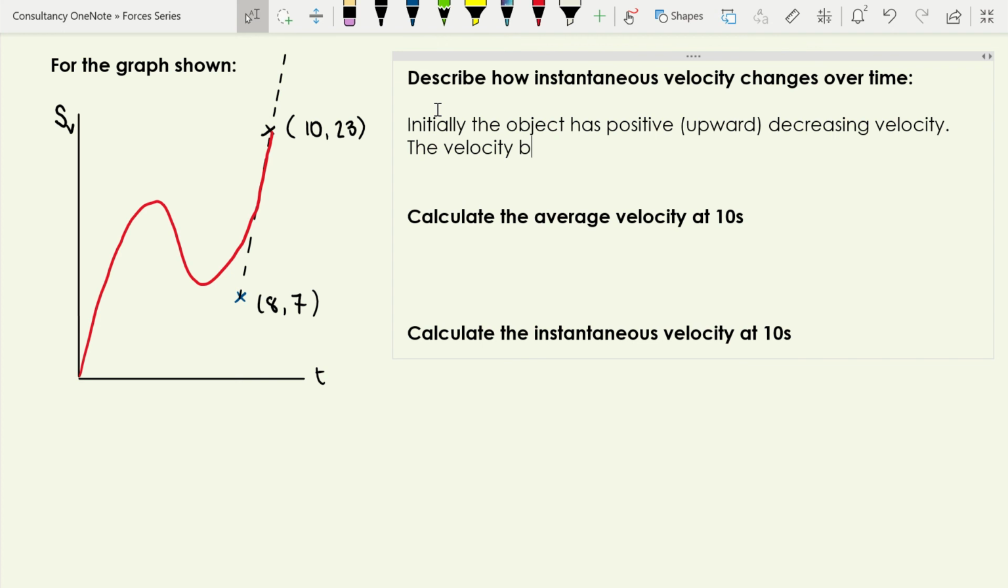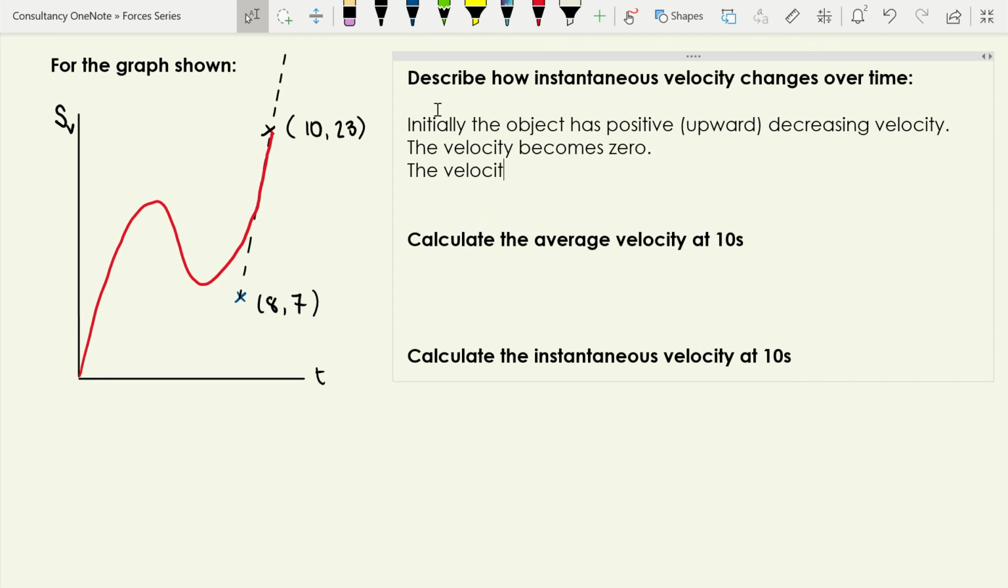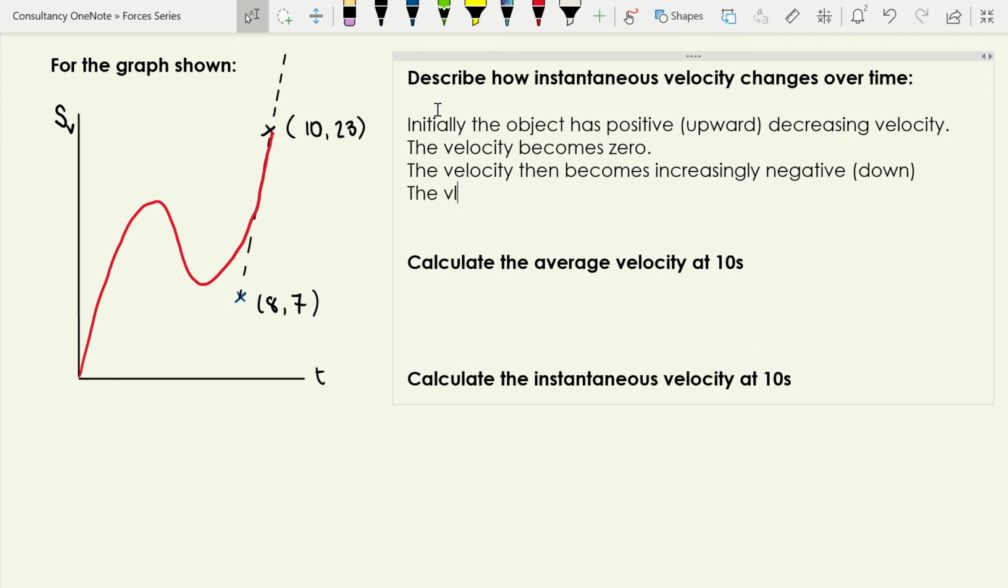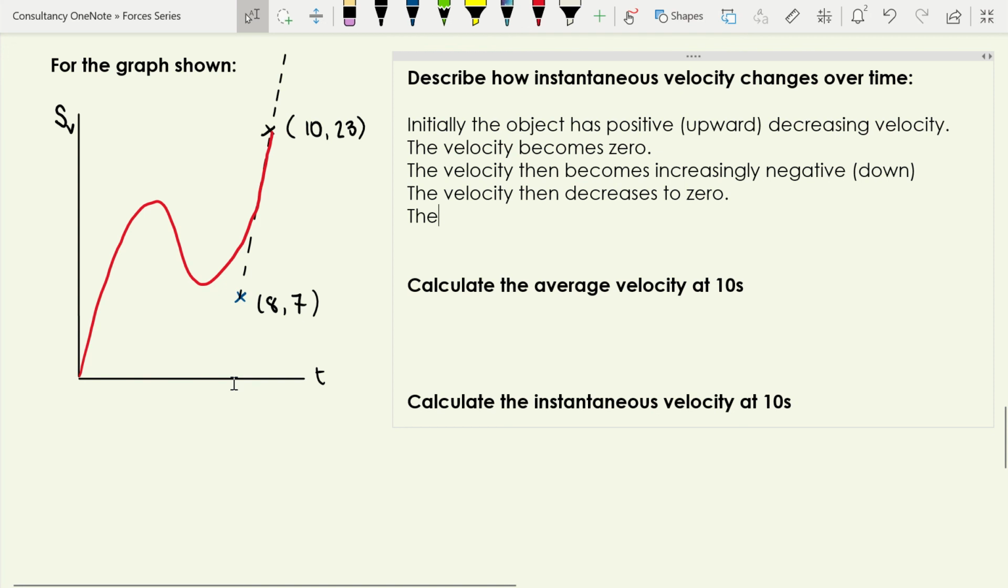The velocity becomes 0 because the gradient becomes 0. The velocity then becomes increasingly negative. What does that mean? That means it's going downwards and it's getting faster. The velocity then decreases to 0 here. So we're now at this point on our graph here. And then the velocity becomes increasingly positive. So again, we could say it's upwards because I've said we're looking in the vertical direction here.